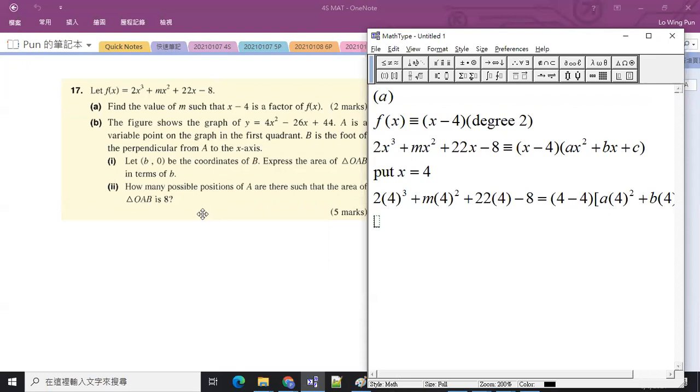And then we just need to calculate the left hand side. Okay, so that should be like this. And the right-hand side, because of the 4 minus 4, the whole right-hand side becomes 0. And this is an equation that can help us to find the value of m. Can you see this? Okay, so we have 208 plus 16m equals 0, and then m should be equal to negative 13. Am I correct?